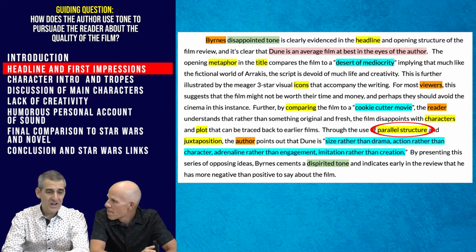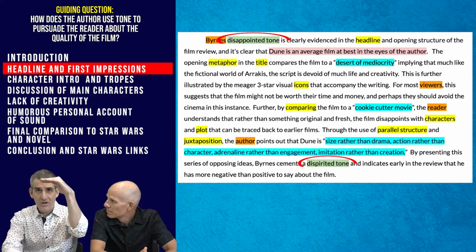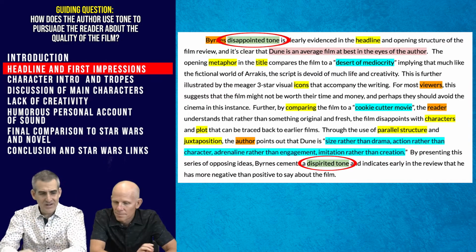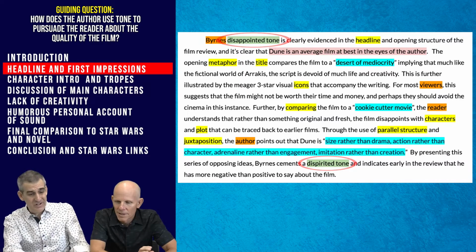Last comment on this paragraph, Josh. I love the bookends. The disappointed tone at the top of the topic sentence, the dispirited tone in the concluding sentence. It really forms a nice bookend of this paragraph. They're all over the guiding question. They're killing it. That's great.